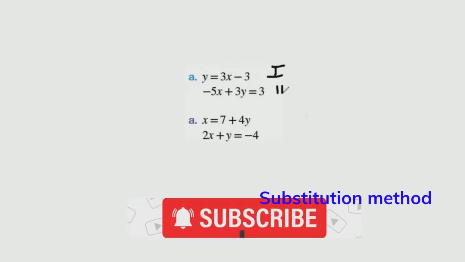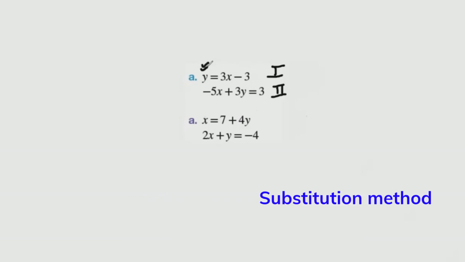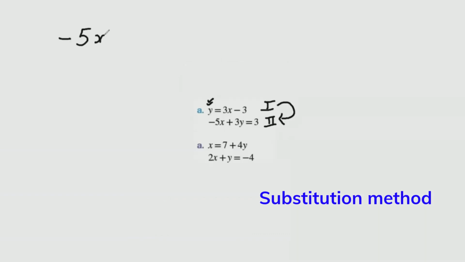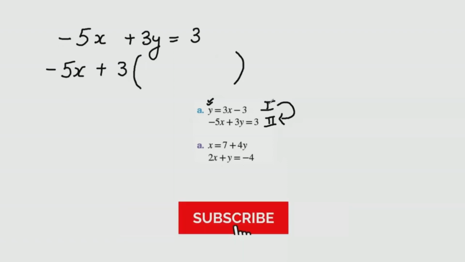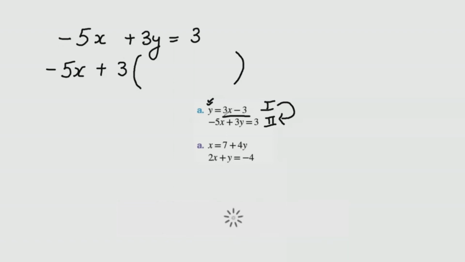The first equation and the second equation. In the first equation, it was already given that the value of y is equal to 3x minus 3. Write down the second equation: minus 5x plus 3y is equal to 3. In this case, I'll substitute the value of y. In place of y, I will write the value which I got from the first equation, which is 3x minus 3. So 3x minus 3, and the rest I'll write down the same.